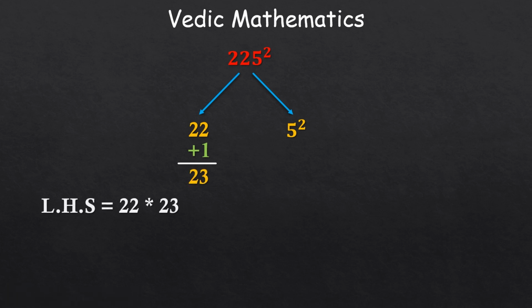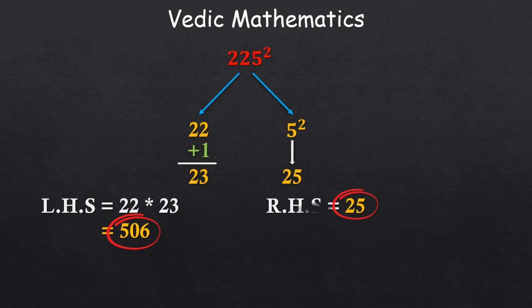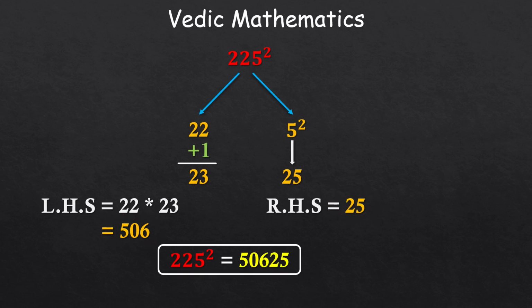We will now multiply 22 by 23 and store the result at LHS. We already have the square of 5 at RHS. By concatenating them, we will get the square of 225.